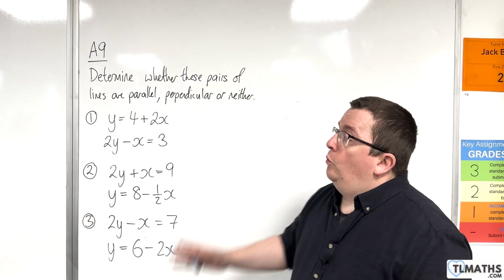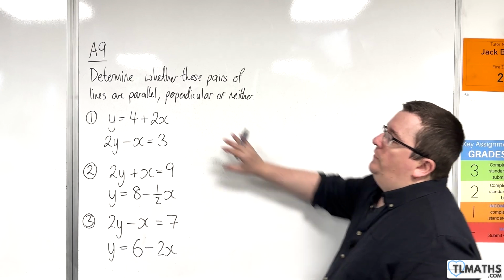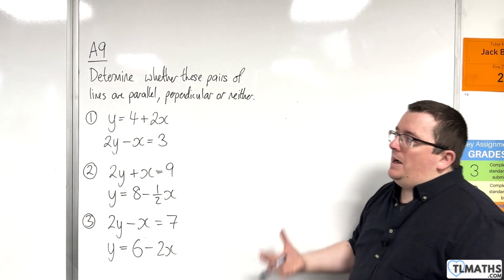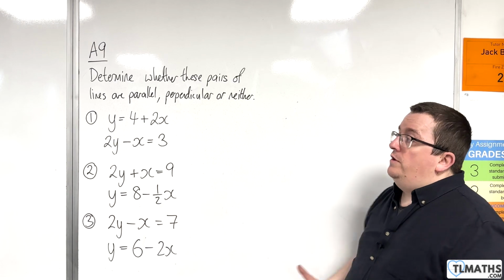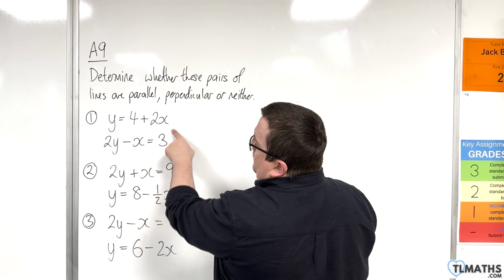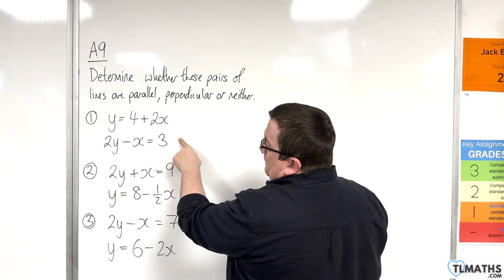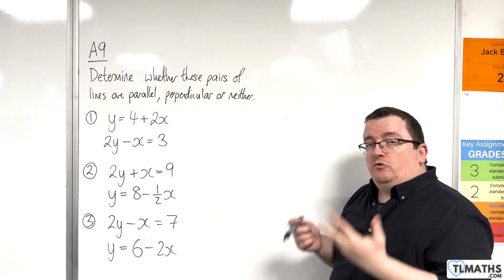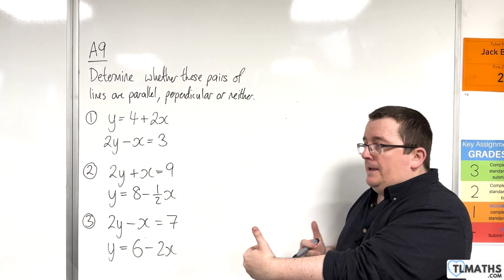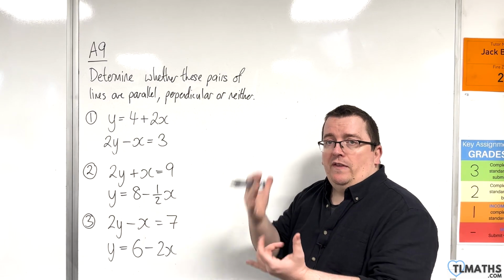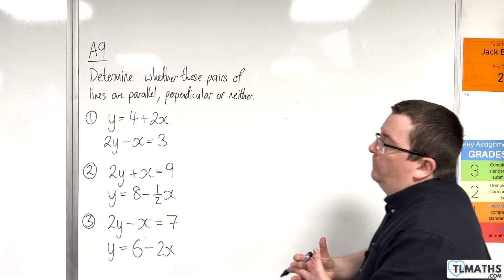So in this video, what we want to do is to take each of these pairs of equations in turn and determine whether they are parallel, perpendicular, or neither. So the first pair, what we really want to do first is to make sure that the two equations are in the form of y equals mx plus c. Once they're in that format, they're very easy to identify whether they're parallel, perpendicular, or neither.